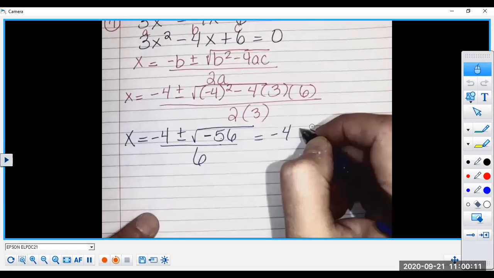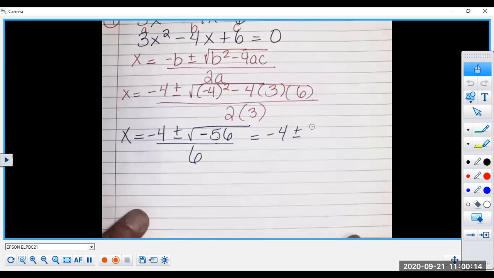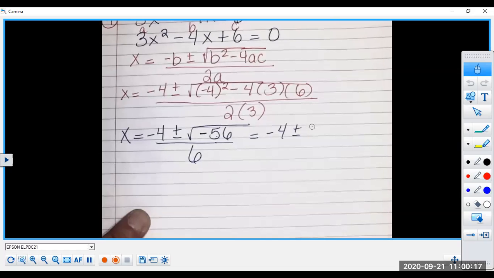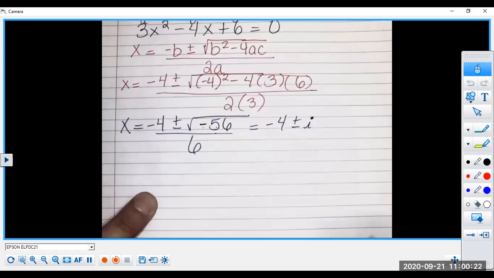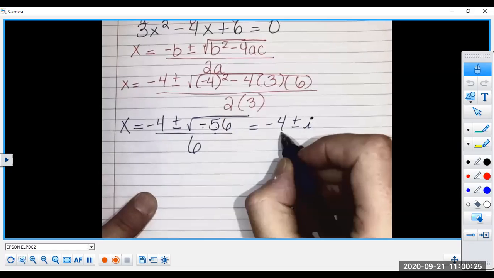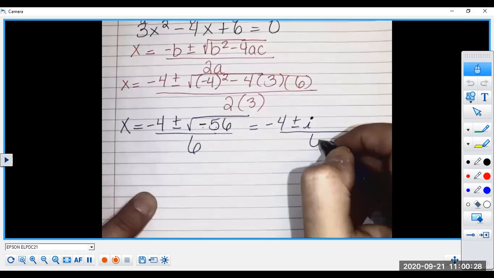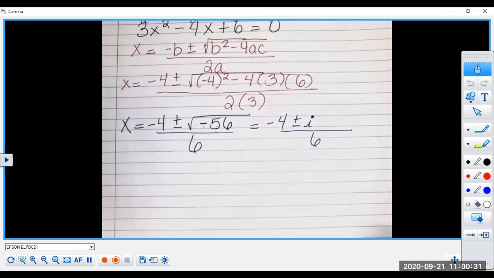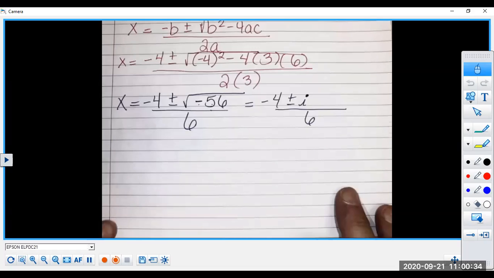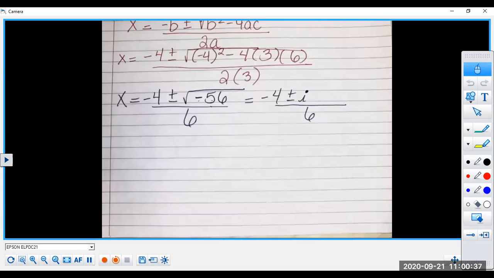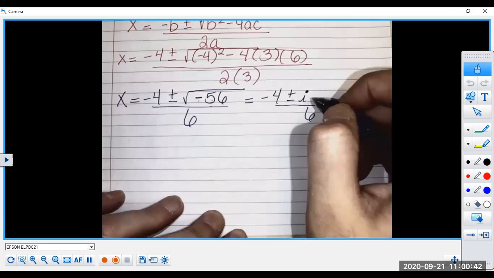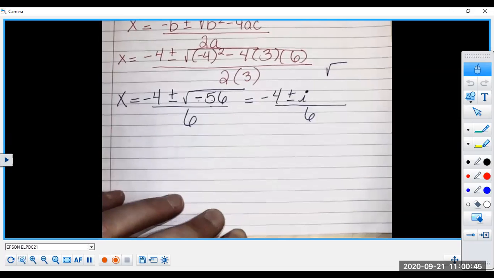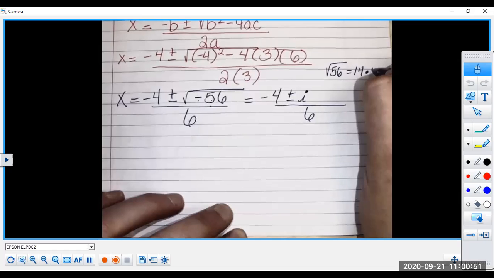because most of your problems in MyMathLab do not want a decimal. They want fractions. So we have negative 4 plus or minus. The negative sign comes out as i. And then can anybody tell me how root 56 will break down? Okay, root 56 will break down into 14 times 4.